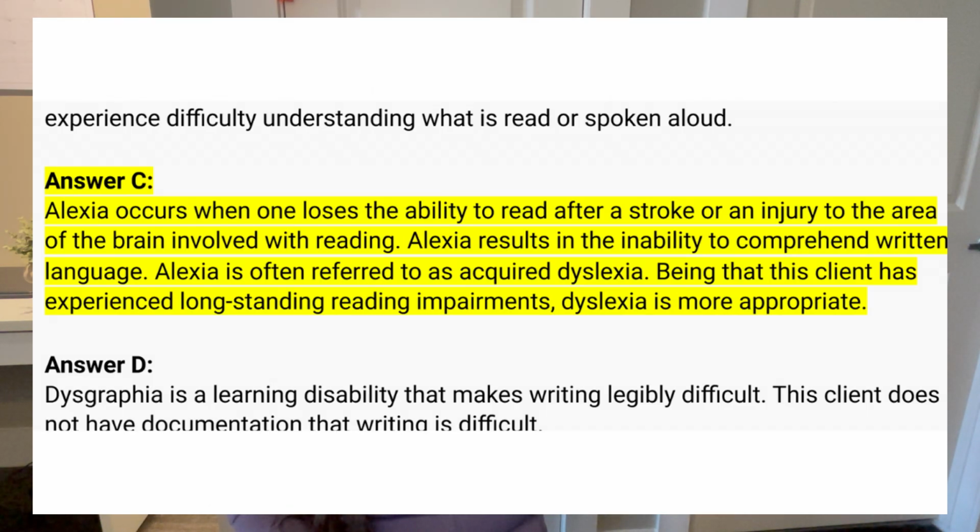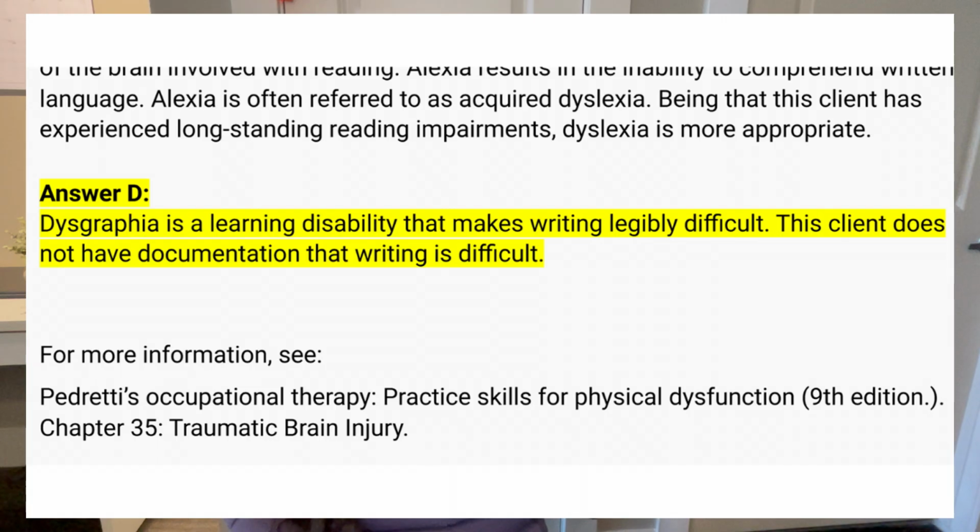Yeah, so alexia is different from dyslexia in that alexia is also a language disorder or reading disorder, but this is acquired after a brain injury. So, if they've had it since childhood, this is dyslexia. If they didn't have it before and then they got a brain injury and now they have a reading disorder, this is now called alexia. Now, the reason it wasn't answer D, dysgraphia, is because this makes writing legibly difficult. Dysgraphia is difficulty with handwriting, which is why it was not the answer.